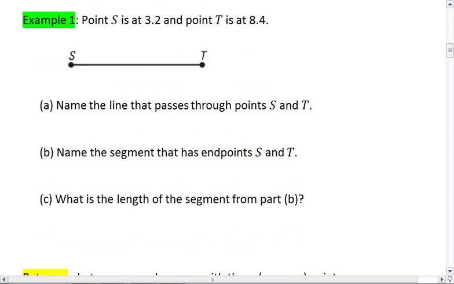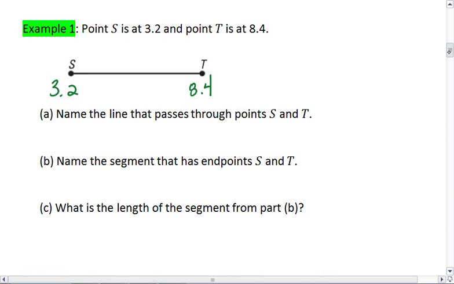So let's look at example 1. Point S is at 3.2 and point T is at 8.4. I want you to determine the name of the line that passes through points S and T, the name of the segment that has endpoints ST, and find the length of the segment from part B. Go ahead and try this on your own first, and then resume the video when you're ready to check your solution.